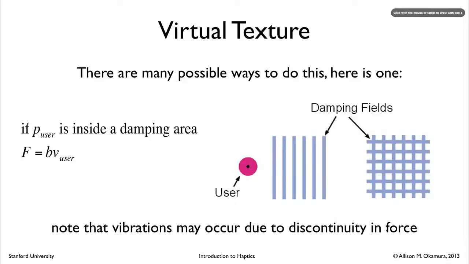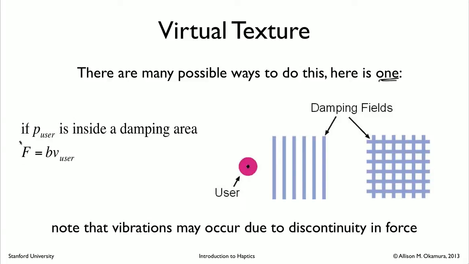Rendering virtual textures is a lot of fun, and this is one way in which you can get very creative with generating virtual environments for your HapKit. The issue with virtual textures is there's so many ways to do it that I can't possibly cover them all, but let me just describe one way of how we can generate virtual textures, and that's by using the damping equation that we described earlier.